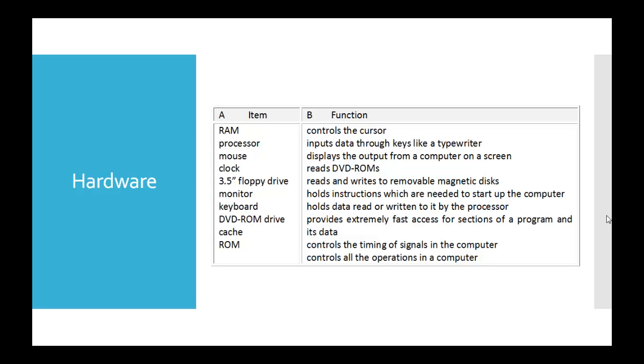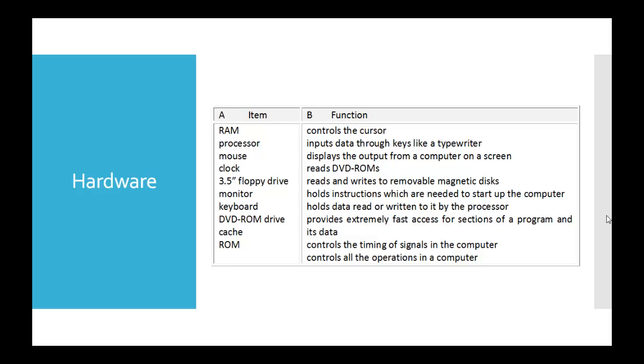DVD-ROM drive reads DVD-ROMs. DVD-ROM drive is used to read DVD-ROMs. DVD-ROM drive is used for reading DVD-ROMs, or the function of DVD-ROM drive is to read DVD-ROMs.